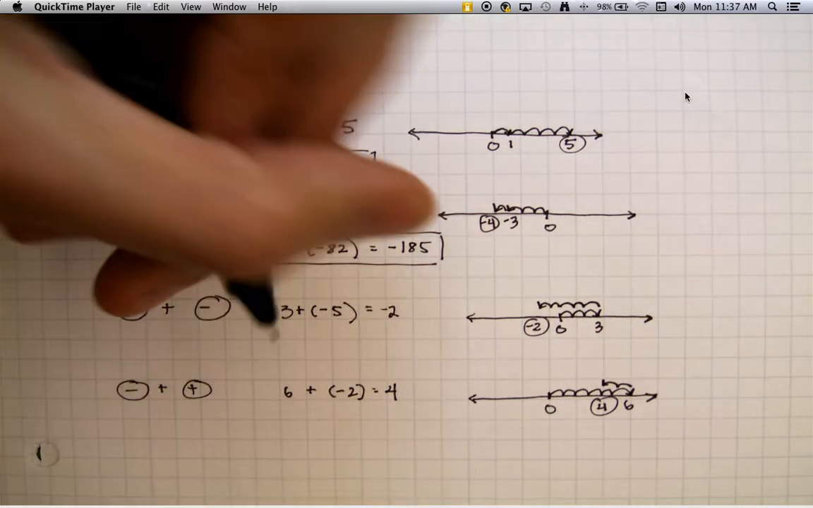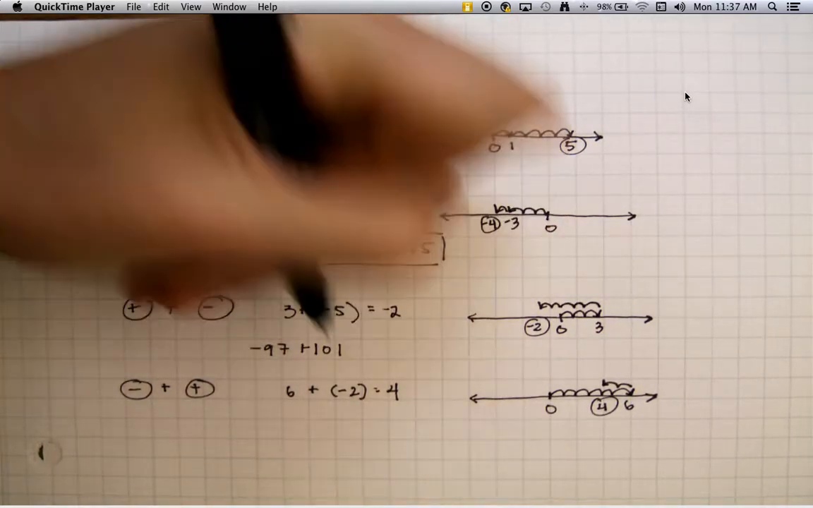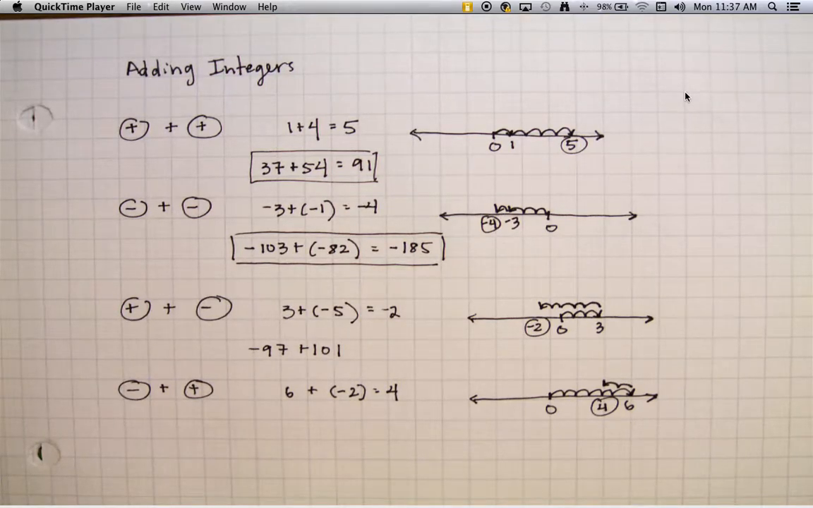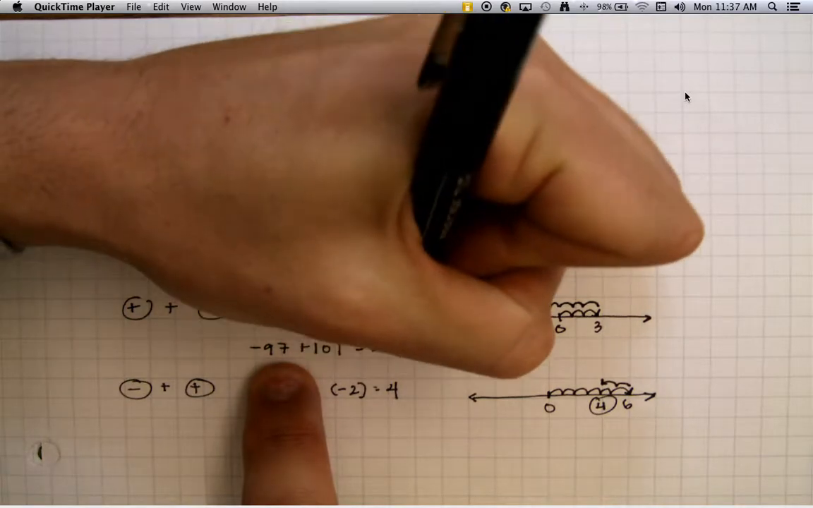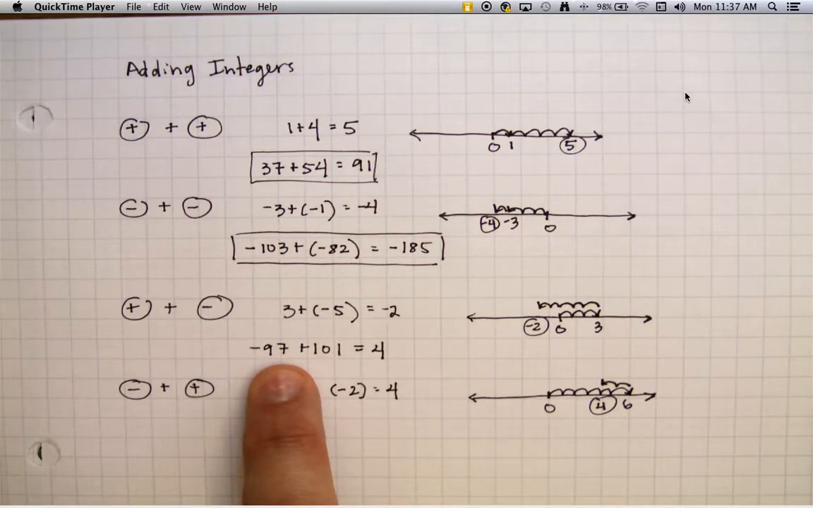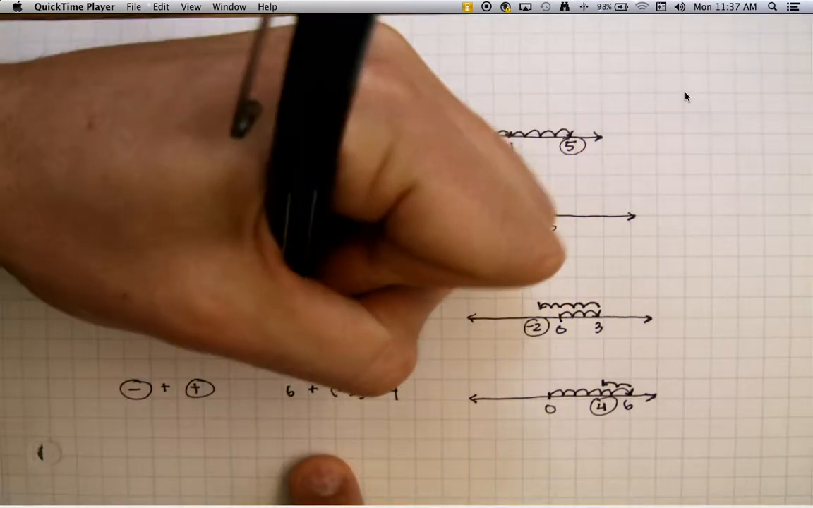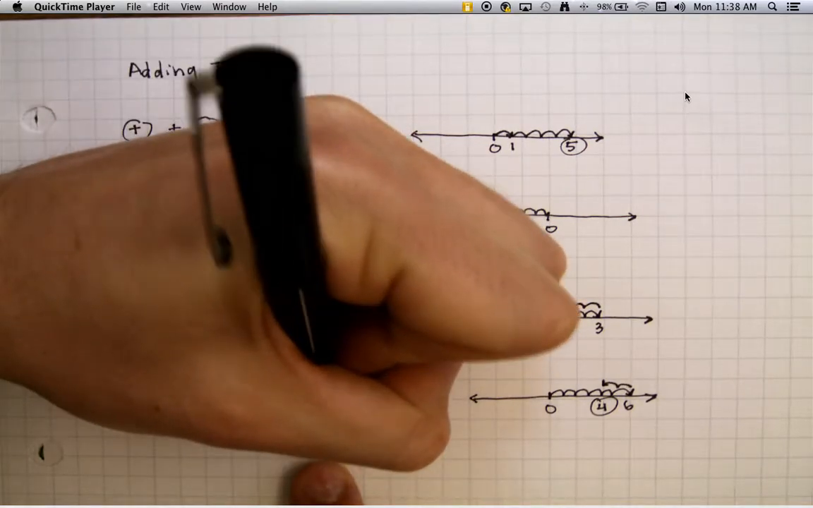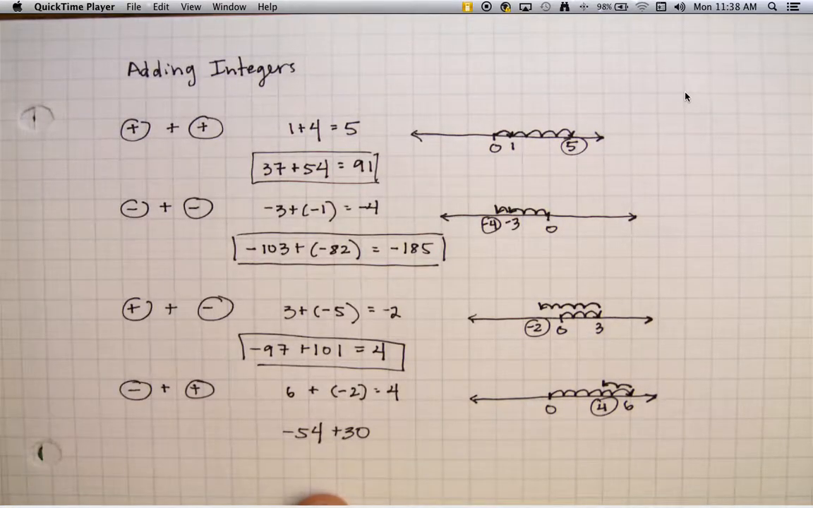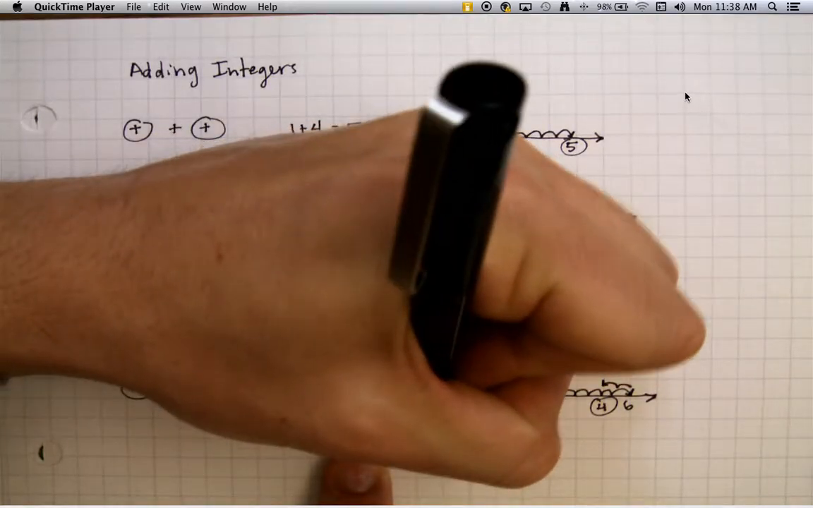Similarly here, if I take, let's say, negative 97 plus 101, I'm noticing right away that there's 4 more positives than negatives, which means I'm going to have positive 4 after all my 0 pairs drop out. One last example. Let's take negative 54 plus 30. Right away I notice 24 more negatives than positives, which is going to leave us with negative 24 as our sum.